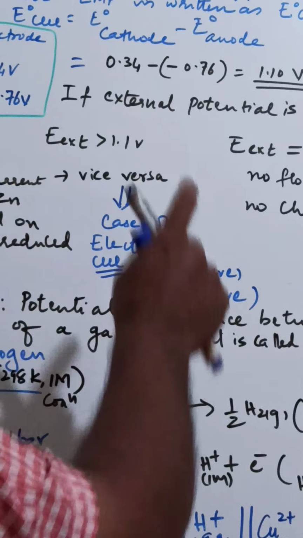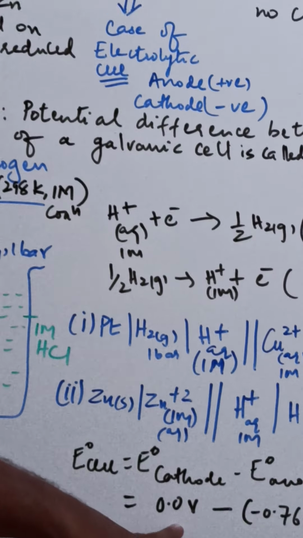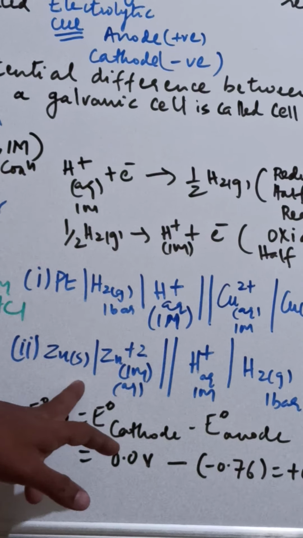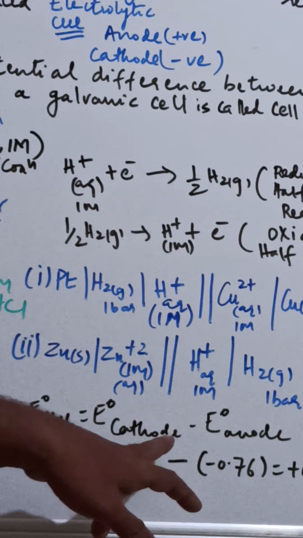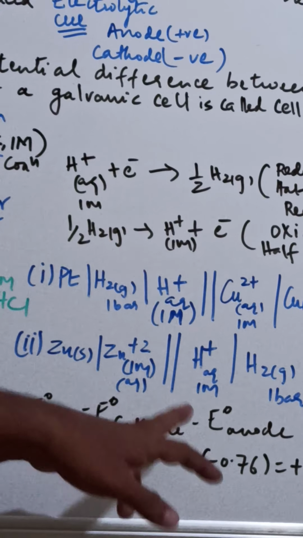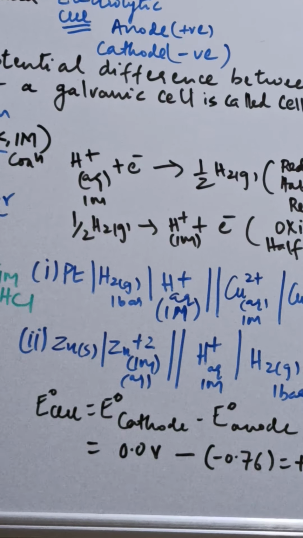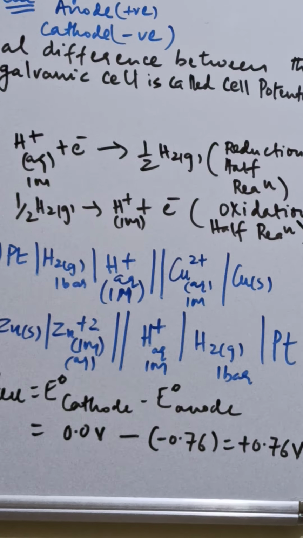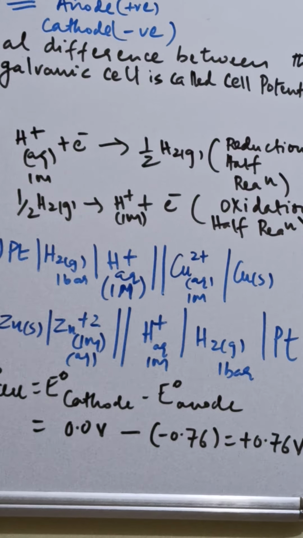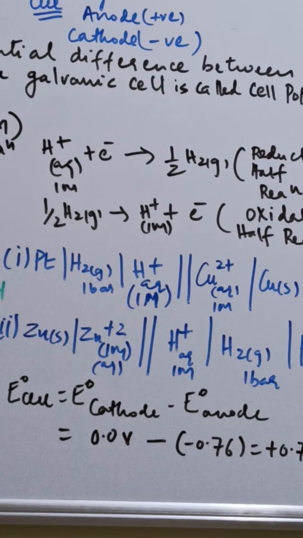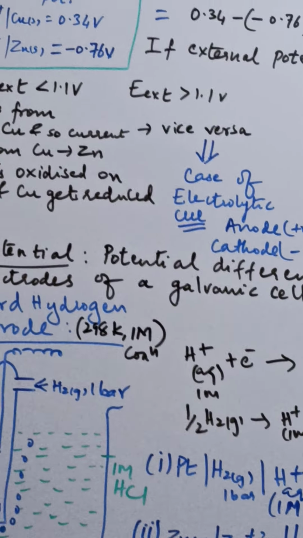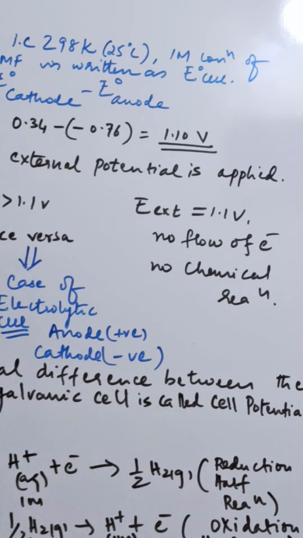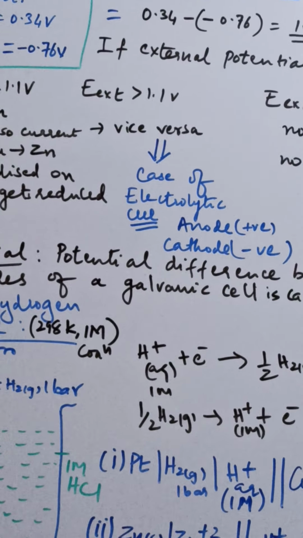This is cathode minus anode. So 0.0 volt of hydrogen minus that of zinc. The minus sign is as per the formula, and for zinc it is minus 0.76 volt. Minus of minus naturally becomes positive, so you get plus 0.76 volt. This is how you can calculate the potential of any half cell using hydrogen as a reference electrode.